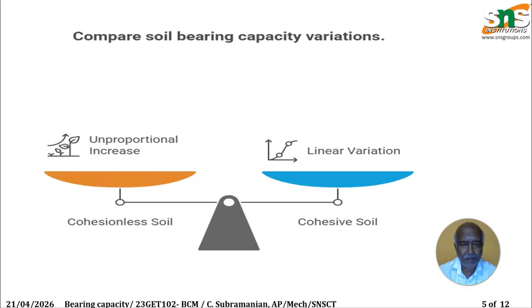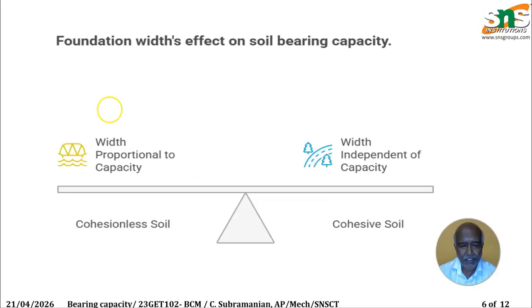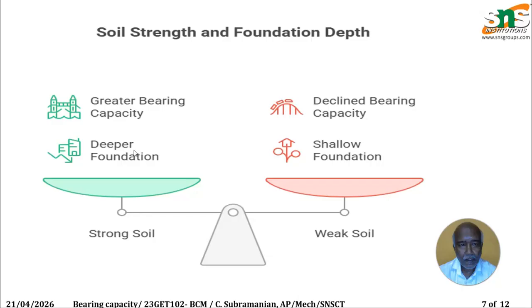When we compare according to the cohesive soils, then we have to prepare the building accordingly. Next, the effect of soil bearing capacity on soil strength and foundation depth. Strong soil, such as dense sand or gravel sands, will have a greater bearing capacity and a deeper foundation will be possible. Whereas weak soils, such as clay soils or soft silt soils, will have a declining bearing capacity, and for those you must have shallow foundations.